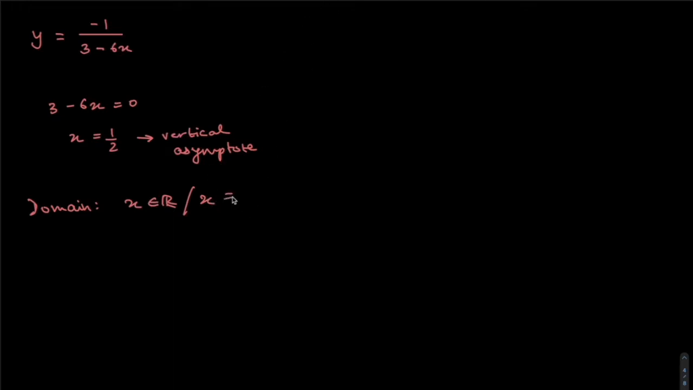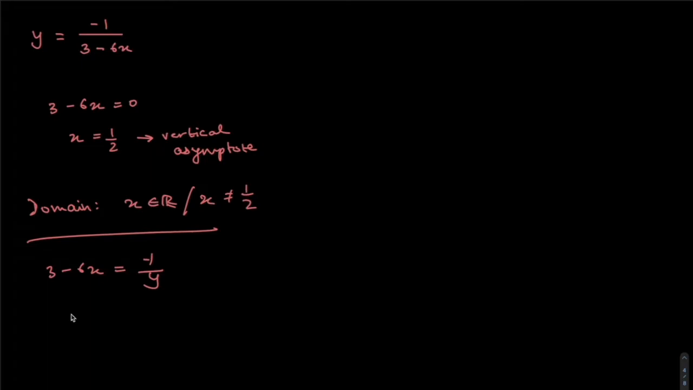x is not equal to half, right? That's my first part. Now, to find the range, we're going to just swap x and y. We're going to write x in terms of y. So we're going to have 3 minus 6x is equal to minus 1 upon y, right?